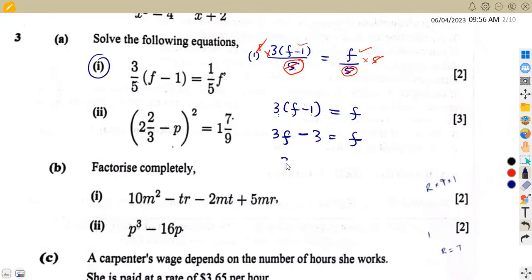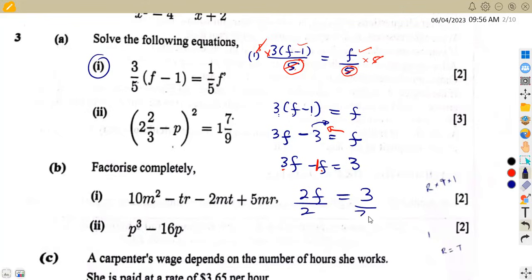Then we can collect like terms. That's f to the left-hand side, which is going to be a negative f. So minus f is equal to transpose 3 to the other side, which is going to be a positive 3. So this is the same as negative 1f. So it's 3 minus 1, which is 2. So 2f is equal to 3.